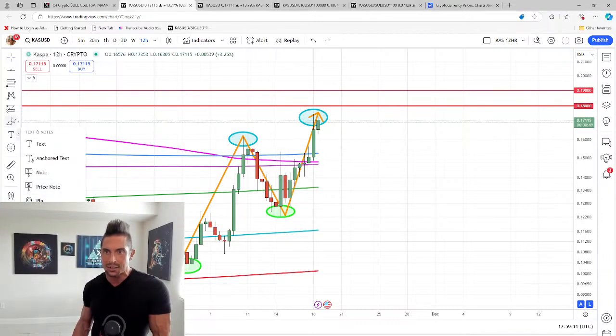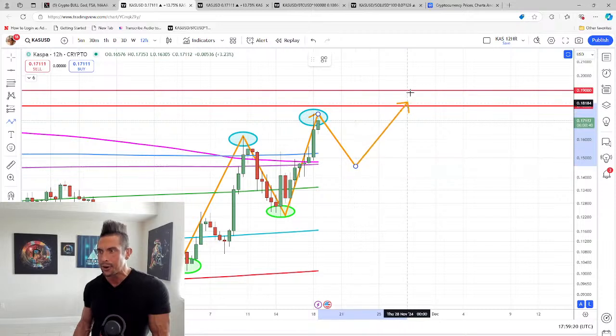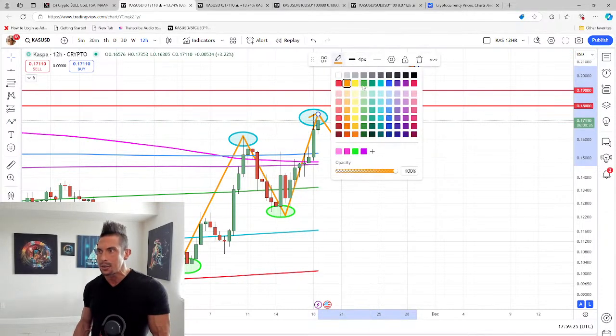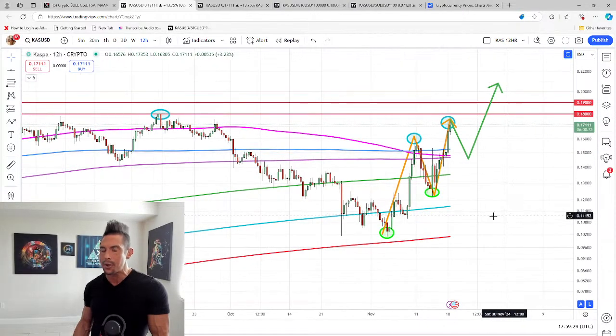In generalities, what I see for the chart on Kaspa is coming down somewhere to this range of 14, 15 cents. Okay, coming right back down here, and then going right back up. That, in generalities, is what I'm anticipating in the chart. We'll have to see if it pans out, right?